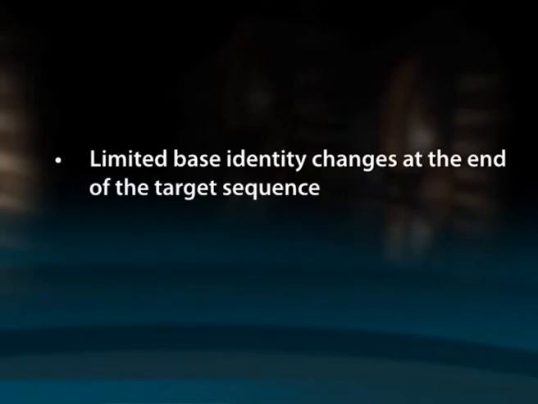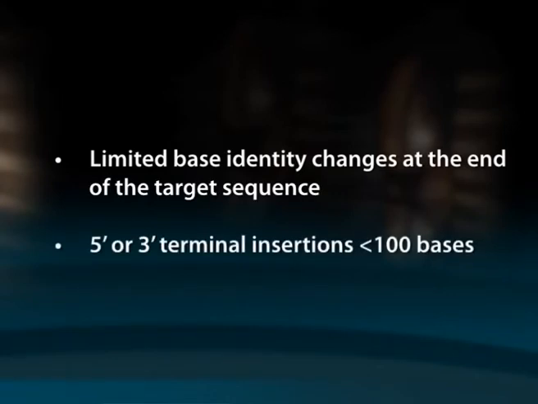Mutations introduced by PCR can only be incorporated into regions of sequence complementary to the primers and not regions between the primers. This technique can be used for limited base identity changes at the end of the target sequence and also for 5' or 3' terminal insertions, which are less than 100 bases.